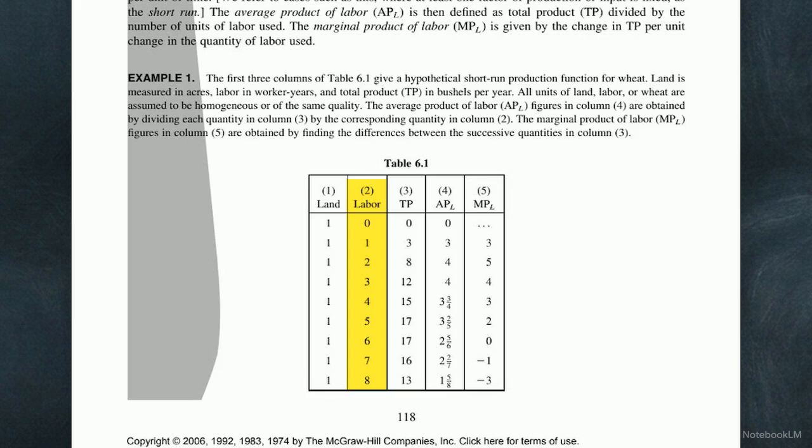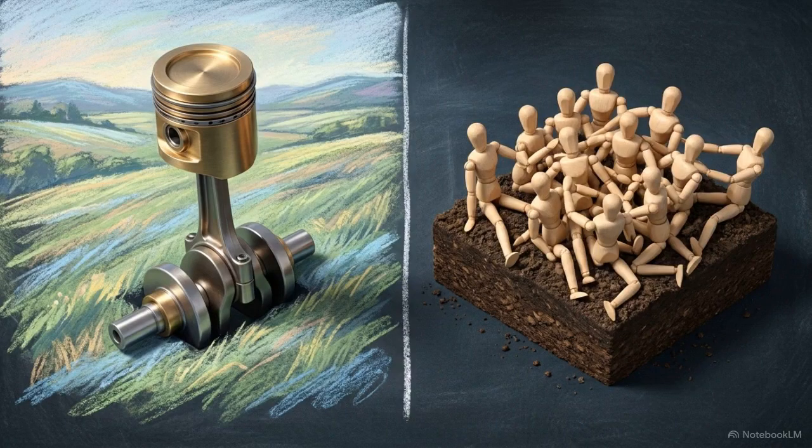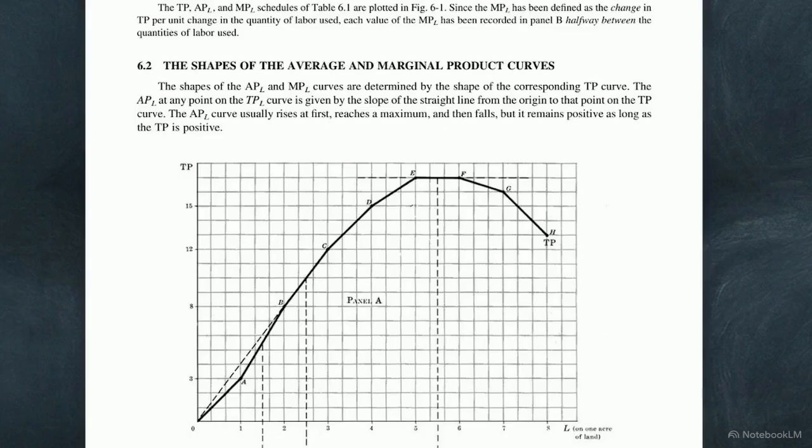While the labor count in column 2 grows steadily, the total product, or TP, in column 3 does not scale at the same rate. After the fourth worker, each new hire brings less and less additional wheat to the total. This data reveals a ceiling on growth. Because the land itself is a fixed resource, a firm eventually reaches a point where hiring more people no longer increases scale. Mapping this data shows the physical limits of the farm.